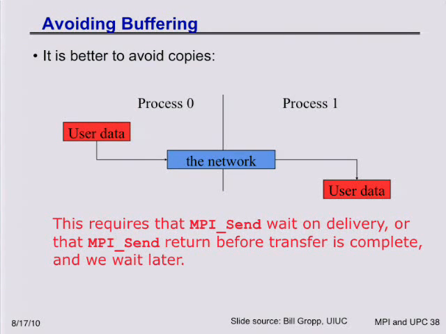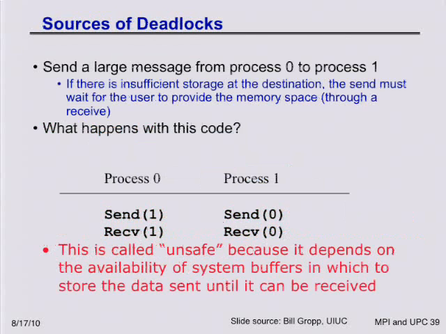Okay, so if you're not going to sit there and if you're not going to put it into a local copy, then somehow you have to know whether or not the data has gone through the network. So this can create sources of deadlocks in your applications. For example, if you want to send a large message from process 0 to process 1, and you don't have enough storage at the destination to receive that message, then the sender has to wait for the user to provide the memory space that is going to be available for the receive operation.